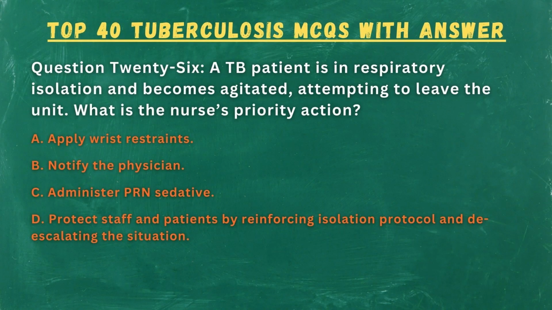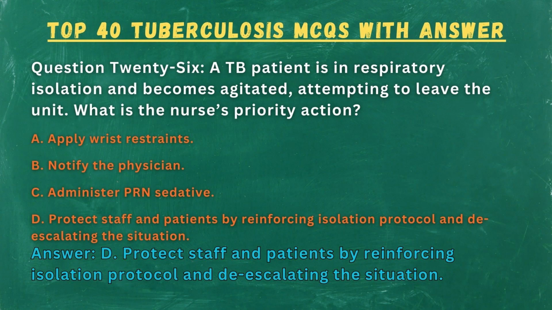Question 26. A TB patient is in respiratory isolation and becomes agitated, attempting to leave the unit. What is the nurse's priority action? A. Apply wrist restraints. B. Notify the physician. C. Administer PRN sedative. D. Protect staff and patients by reinforcing isolation protocol and de-escalating the situation. Answer: D. Protect staff and patients by reinforcing isolation protocol and de-escalating the situation.